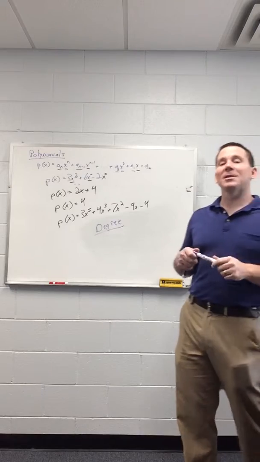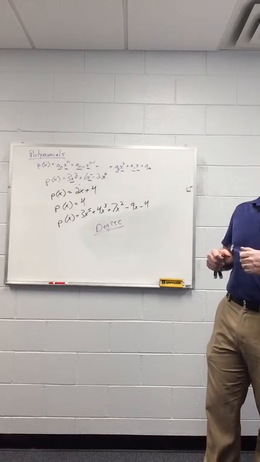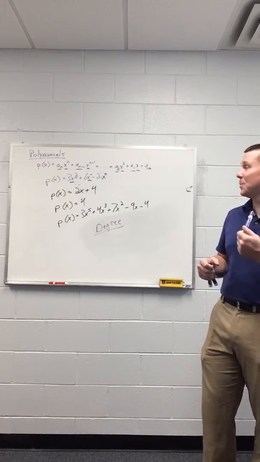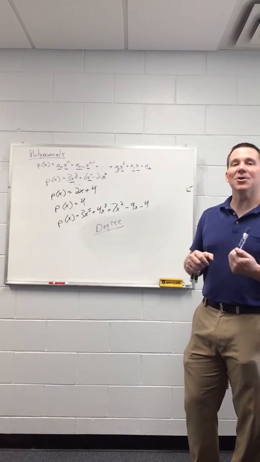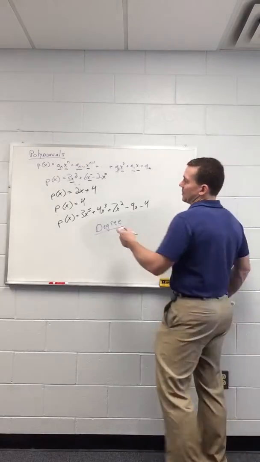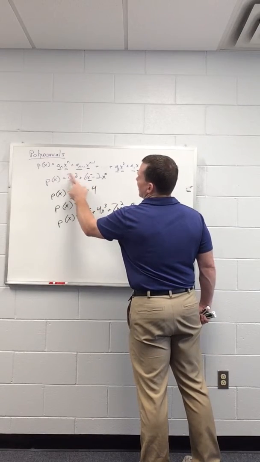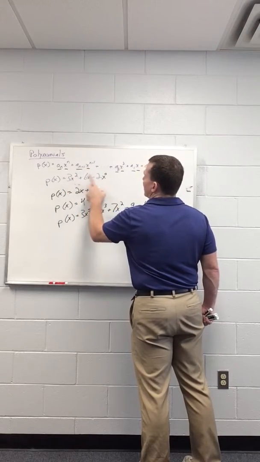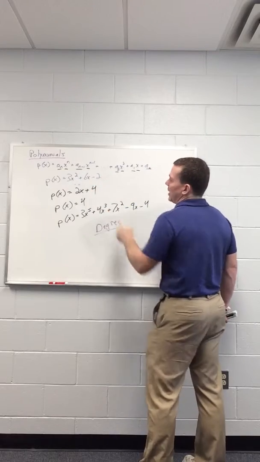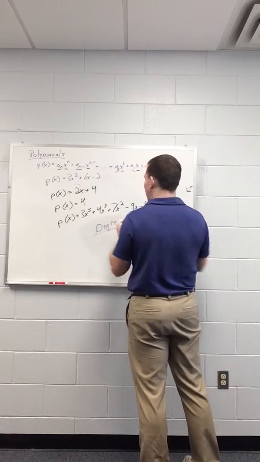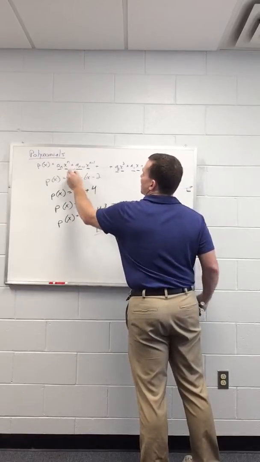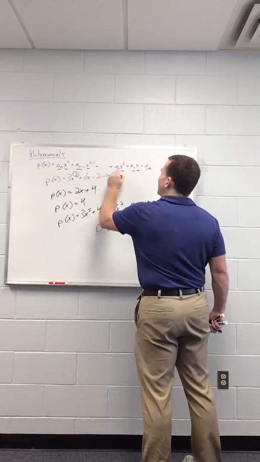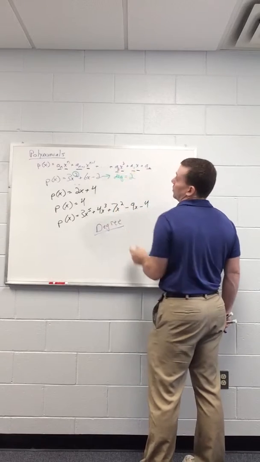The degree of a polynomial is essentially the highest power of x, assuming it's a single variable polynomial, the highest power of x in your polynomial. And all you really have to do is look at it term by term. Here, I'll get rid of this so we can see it all a little clearer. Here, highest power of x, different color so I can see, is 2. So this polynomial has degree equal to 2.